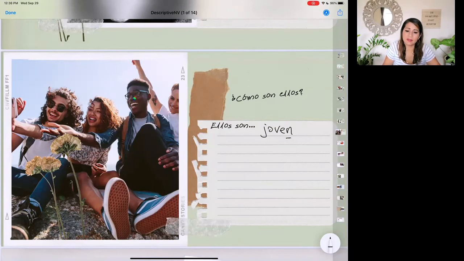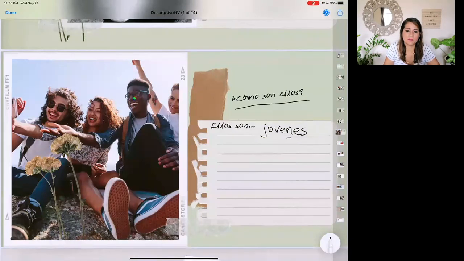Now, what happens here is we don't have a word that ends in a vowel. So it's not A, E, I, O, U ending. So we cannot simply add an S. What we need to do is add ES. So ellos son jóvenes. The question here, ¿cómo son ellos?